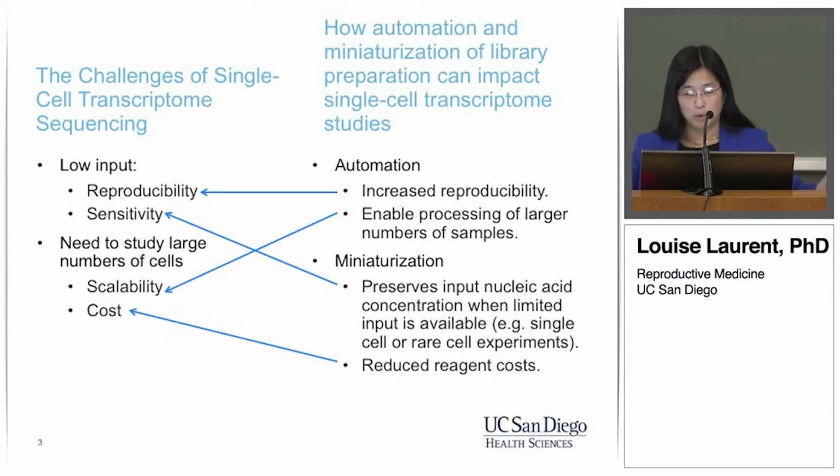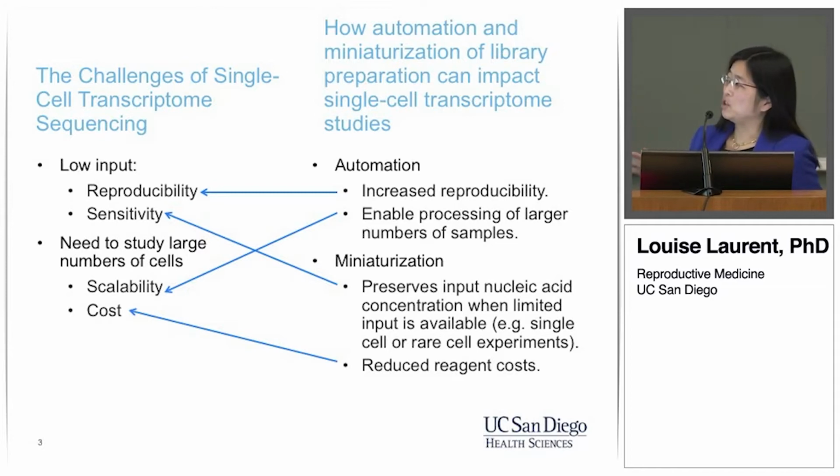So, in broad terms, this is technically how we approach the problem. On the left, I've listed the challenges of single-cell sequencing. These include the low input of material, which influences the reproducibility and sensitivity of any assay, and the need to study large numbers of cells to get a sense of the population. For this, we have challenges in scaling our experiments and the cost of the experiments when you want to study a lot of cells.